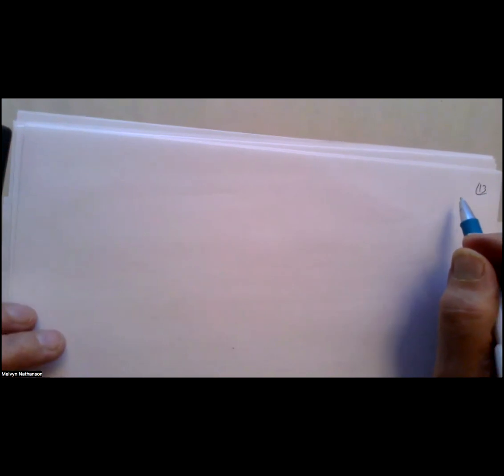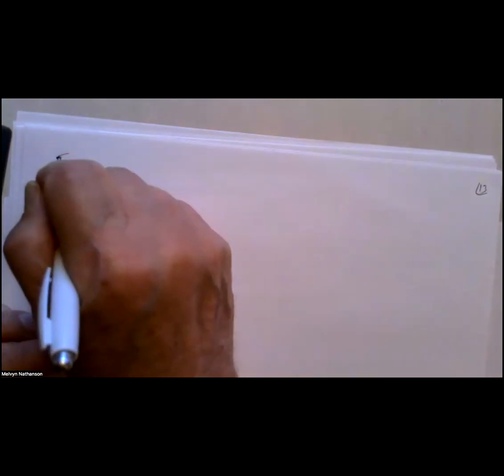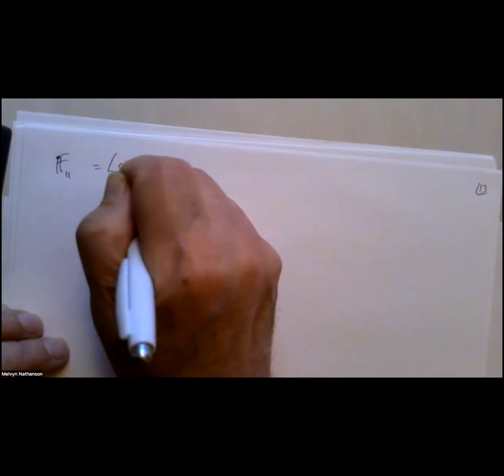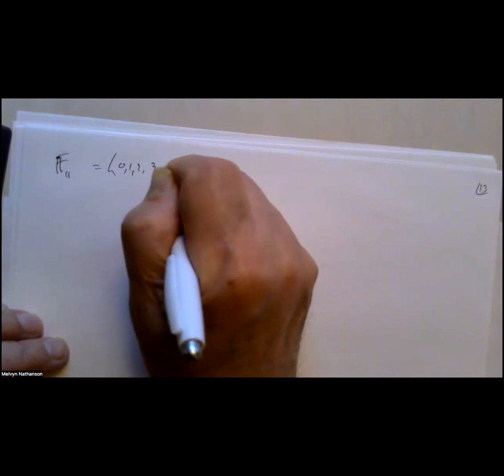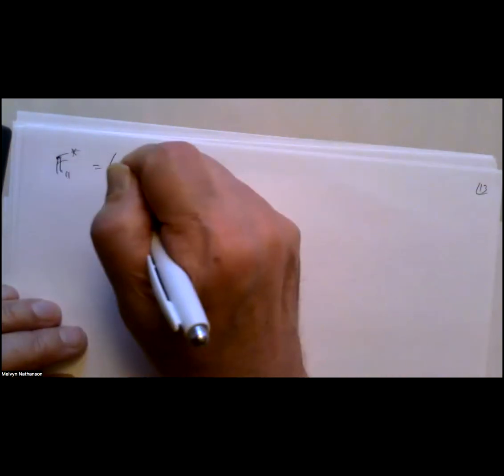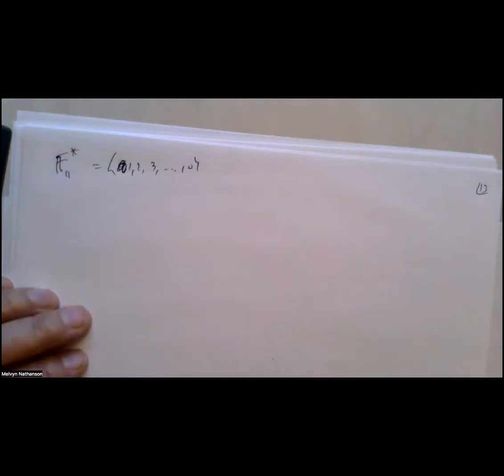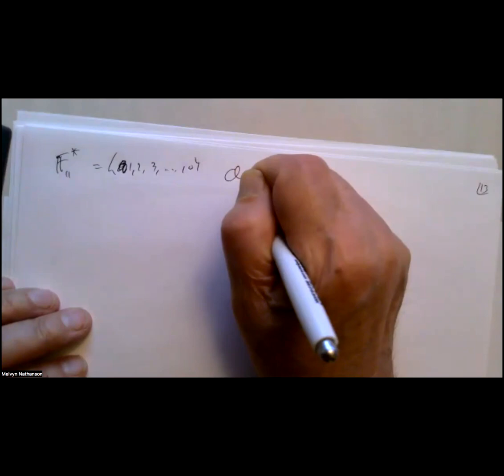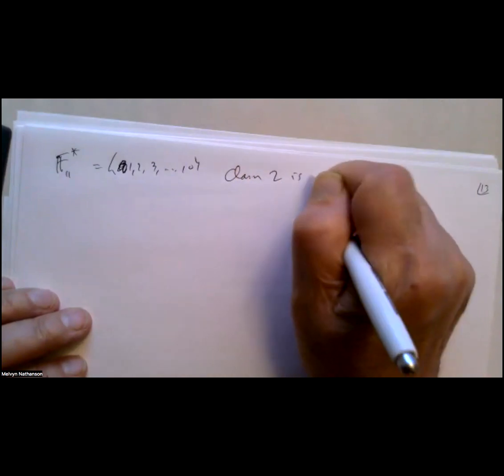So let's look at an example. Suppose I take the field F11. So this is the congruence classes mod 11 from 1 to 10. And so F11 star, the non-zero classes, are just the integers from 1 to 10. I claim 2 is a primitive root.